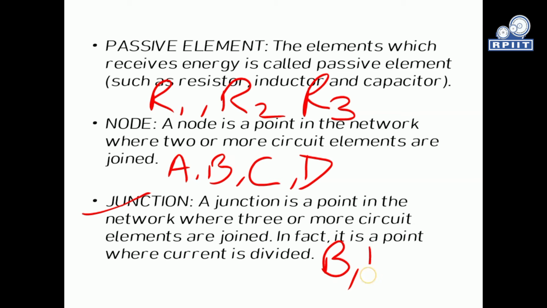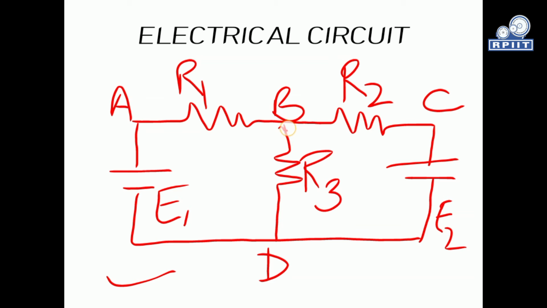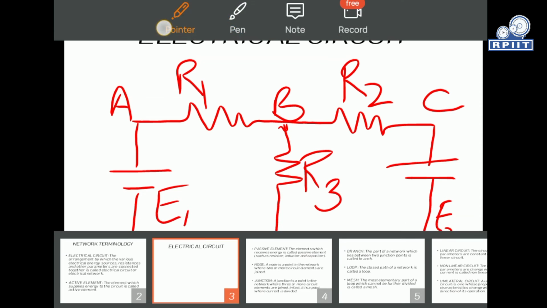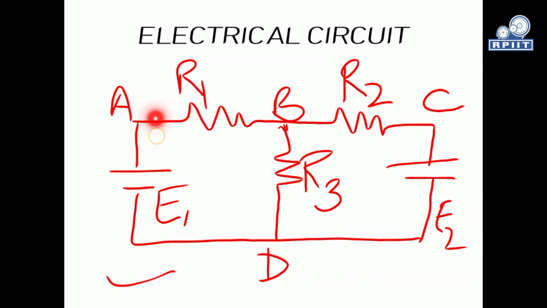There are two junctions, B and D, where current is divided. The current will start from here, when the current starts from E1 and from E2. Then at this junction point the current is divided. So current will flow through this R3, and at D again the current is divided. Some current will flow across this and some across these branches.